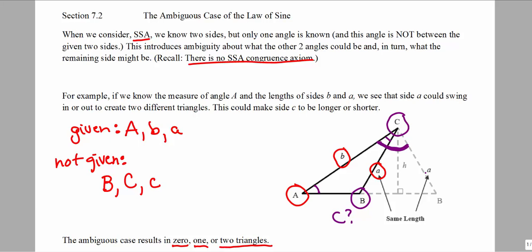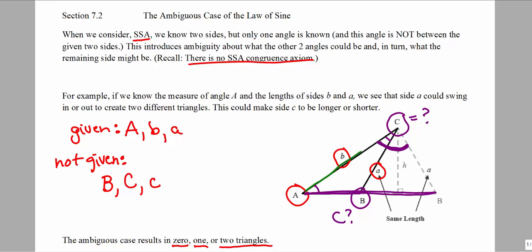So just because we know the length of A does not necessarily mean that we know what angle C has to be. In this example, we see that there are two possibilities for what could happen with angle C, and it doesn't matter if angle C swings in or swings out. Side C is something else we didn't know for sure. Side C could be short or side C could be long to accommodate angle C swinging in or swinging out. So there's some ambiguity here. We actually could form two totally different triangles.